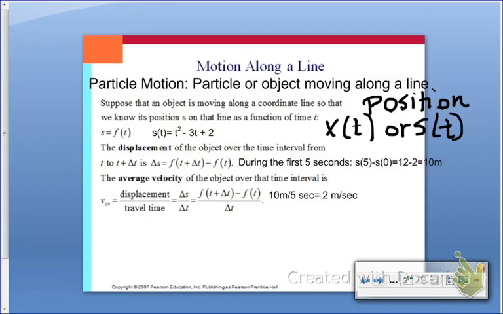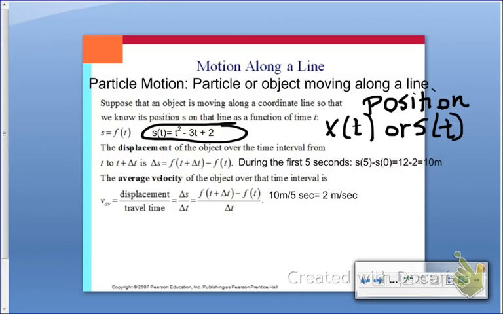Will that change if I ask you to find it during the first 10 seconds? Yes, obviously. Because in that case, you'd plug in 10 for t into the position function right here, minus s of 0, and you get a different value. So it depends on the time frame we're looking at as to what our answer is.